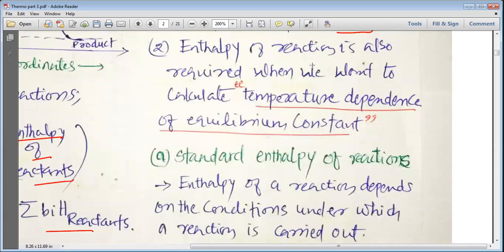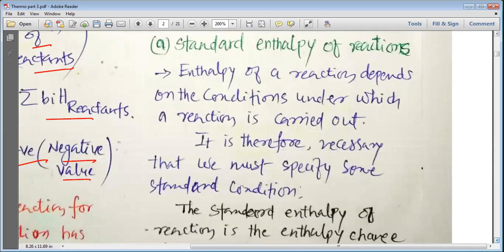Second, enthalpy of reaction is also required when we want to calculate the temperature dependence of the equilibrium constant. So when we want to determine how an equilibrium constant depends upon the temperature, we should have the knowledge of the reaction, whether it is endothermic or exothermic.